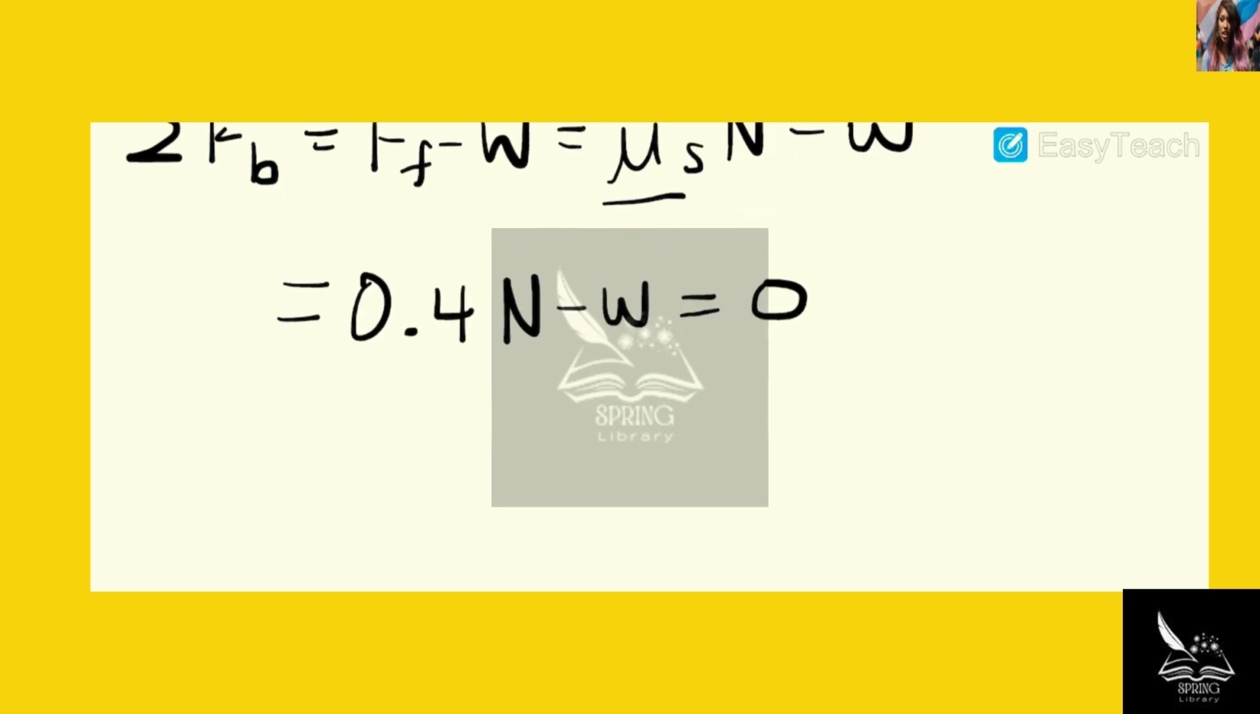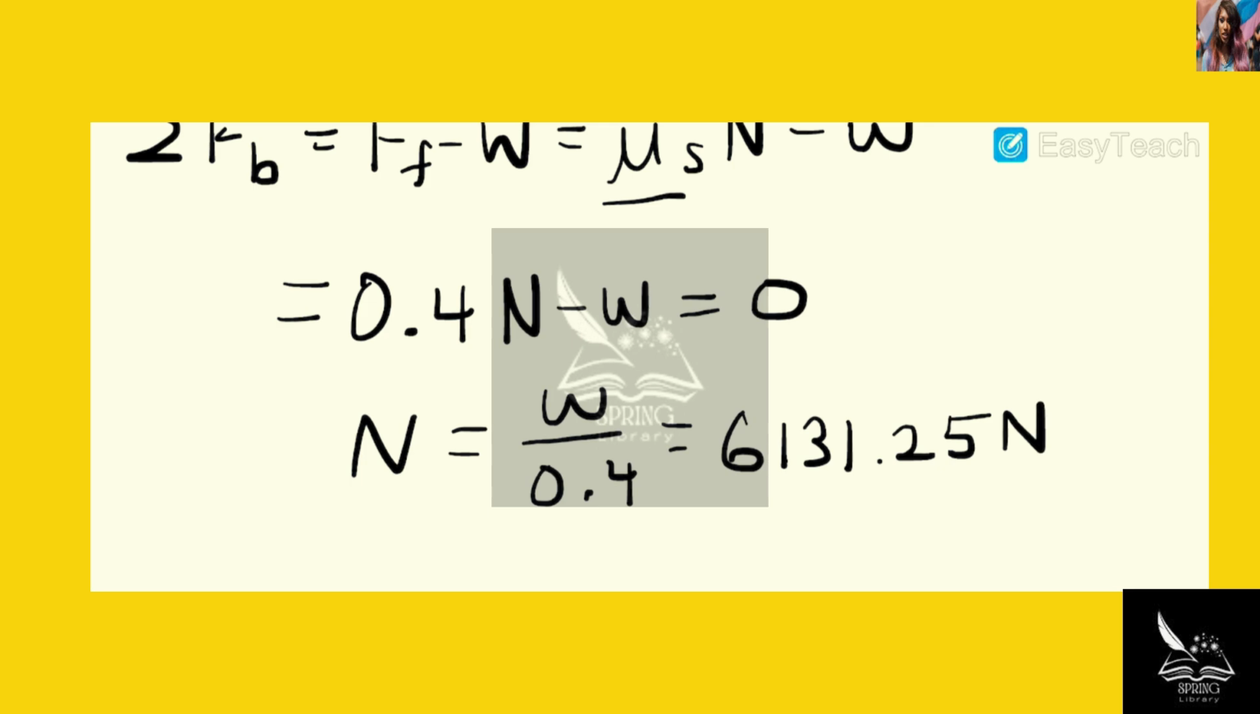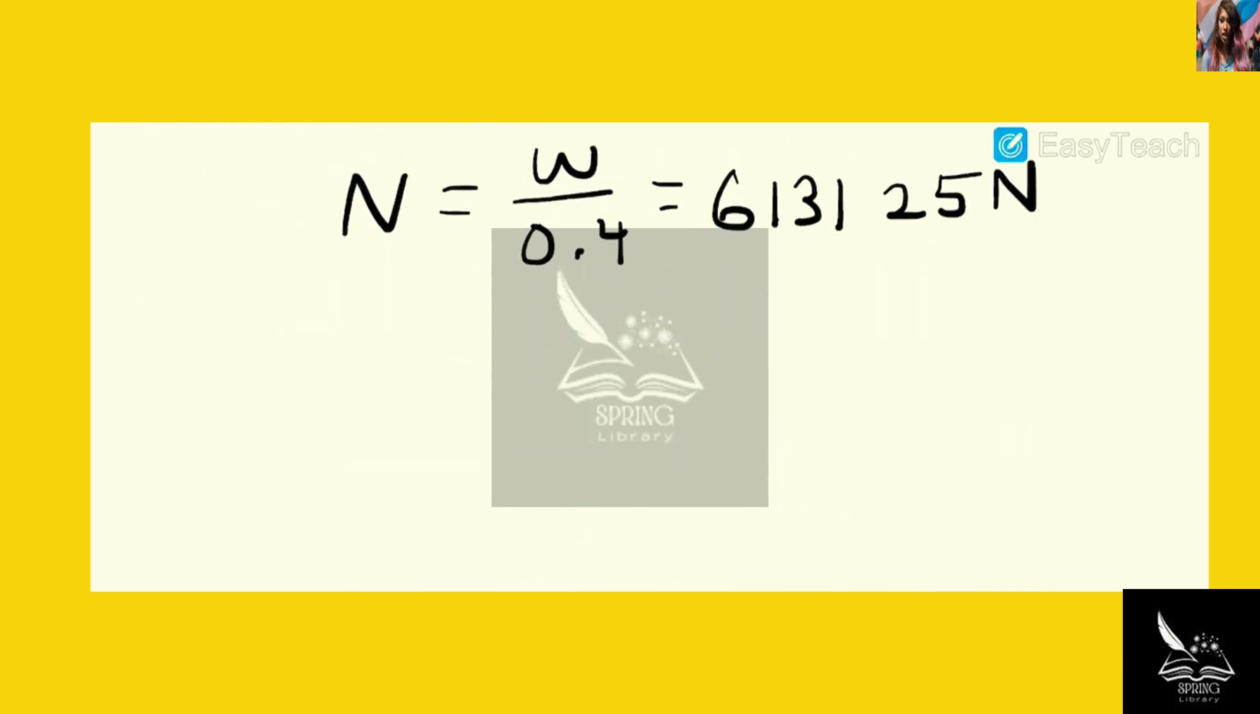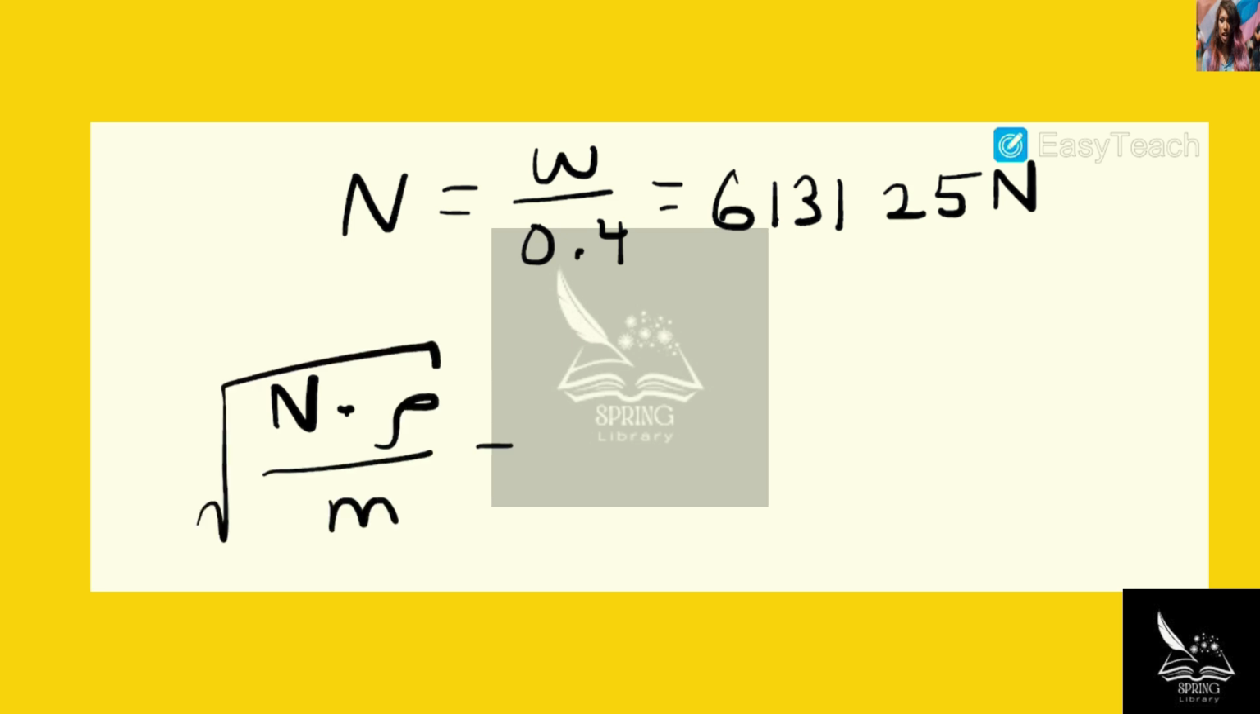As you can see, we can directly solve for N, and this gives us that N is equal to W over 0.4. We know the mass of the motorcycle and the motorcyclist, so we can solve for N, and we see that N is equal to 6,131.25 newtons. Therefore, we can plug this back into our original equation here and solve for the minimum V required. So we then see that the square root of N times rho all over m is equal to V, and this gives us a velocity equal to 22.1 meters per second, and that's our final answer.